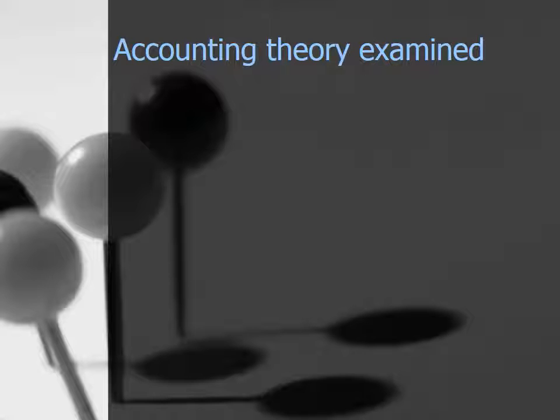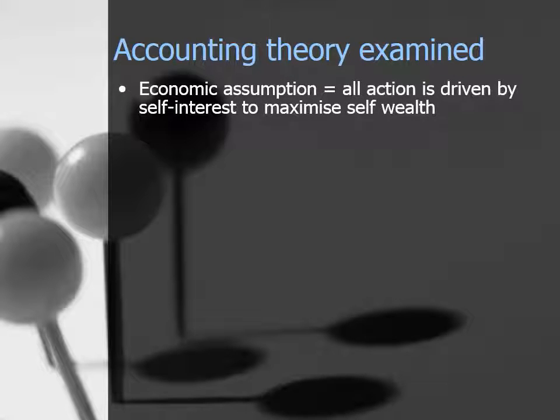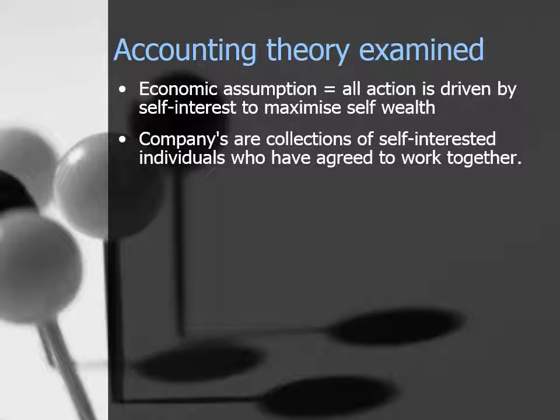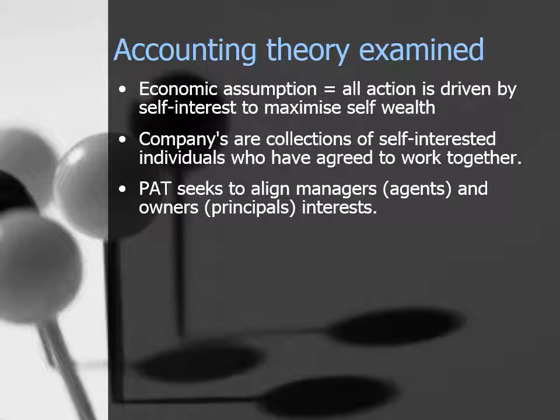The accounting theory. If we consider the economic assumption that all action by people is driven by their own self-interest, if this assumption holds, it's plausible to believe that all companies and businesses are simply a group of self-interested people who are working together. So if we think of my widget example, I've got managers in several countries, and I ask them to produce financial statements. How do I know that their actions are increasing the wealth of my business? So the positive accounting theories seek to align these managers' interests and the owners' interests. Actually, positive accounting theory looks at a lot of different relationships where resources are being provided.